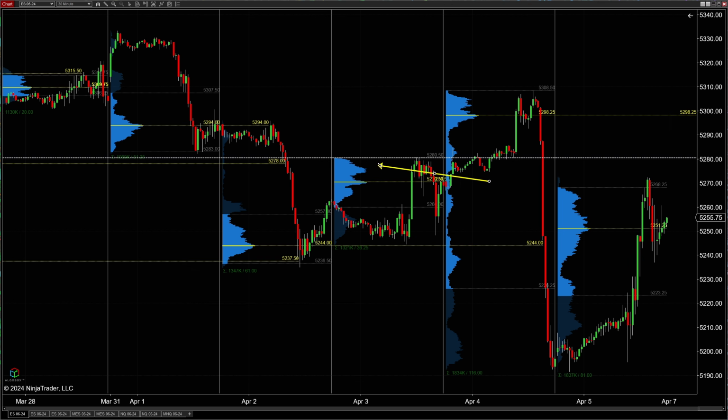Now, once my first target is hit, then I go ahead and move my stop loss to break even. Now, in this example, my next target would be the point of control. Then below that, my next target would be all the way down here at value area low. And in this case, we actually had a complete rotation all the way down plus some.